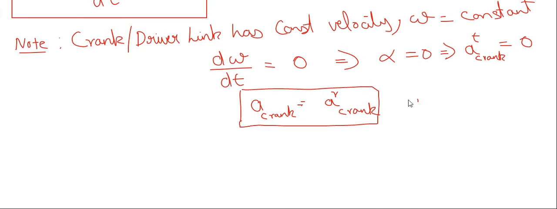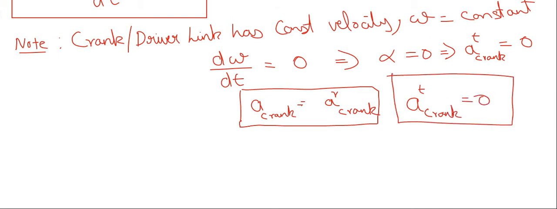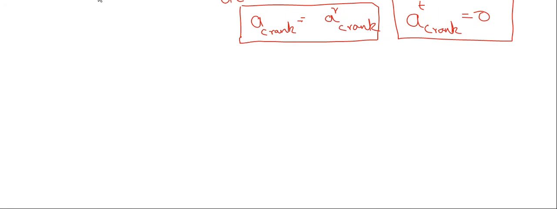Before that, you need to find one more thing. So two things have to be taken care of. One is that the tangential component of the crank is equal to 0. That also needs to be highlighted. Now, knowing that, you have to note 2-3 points for drawing the acceleration diagram.